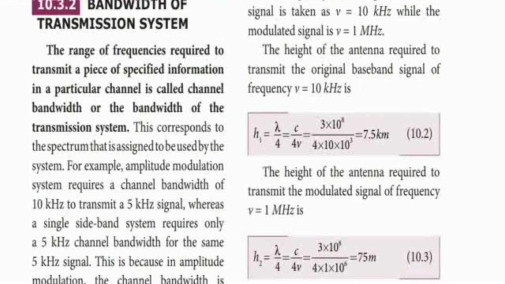VHF-L is very high frequency for the lower band. VHF-H is very high frequency for the higher band. UHF is ultra high frequency. So we are giving different frequencies.